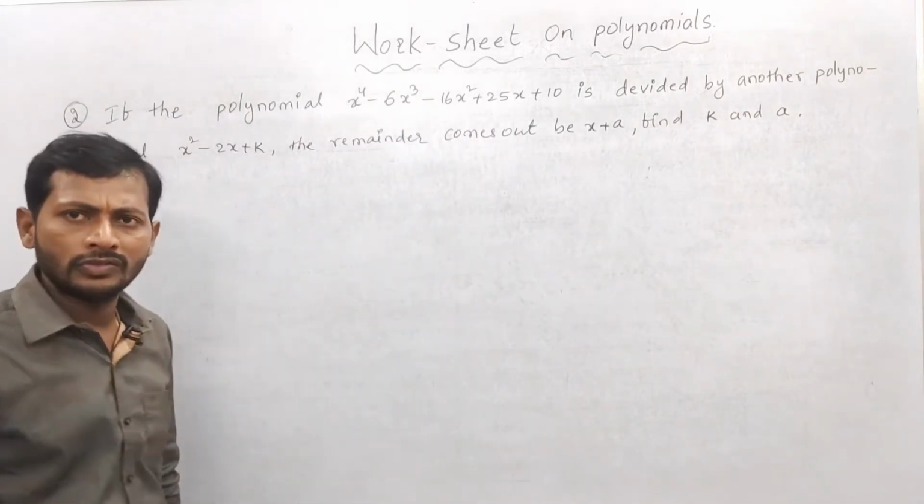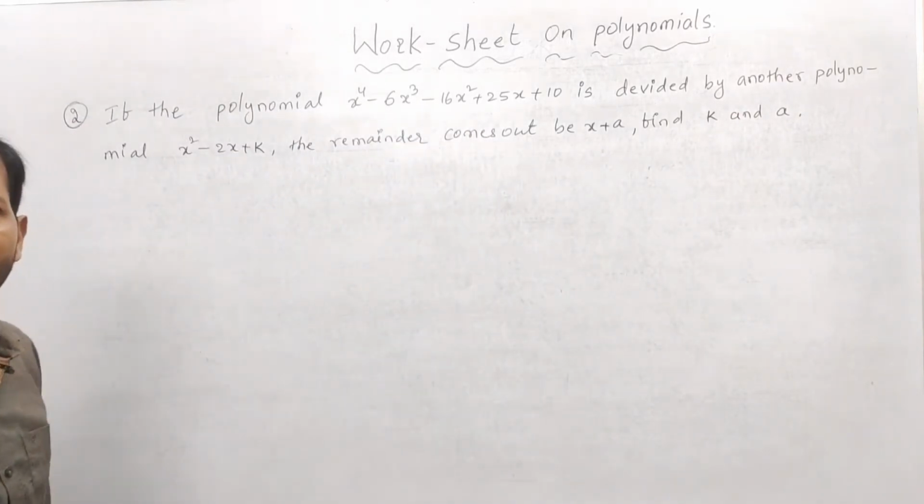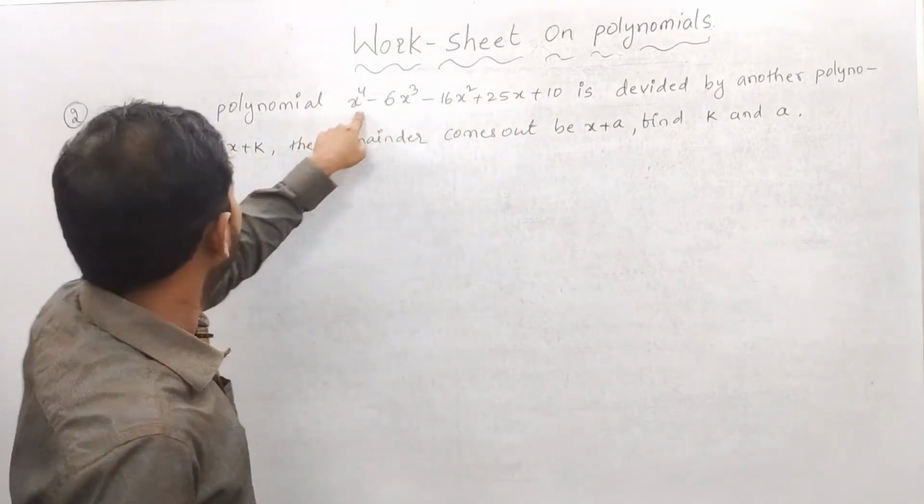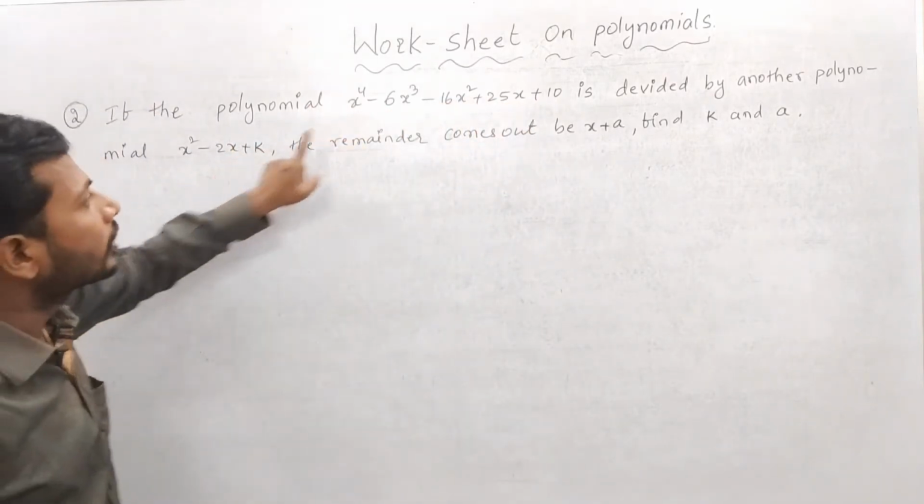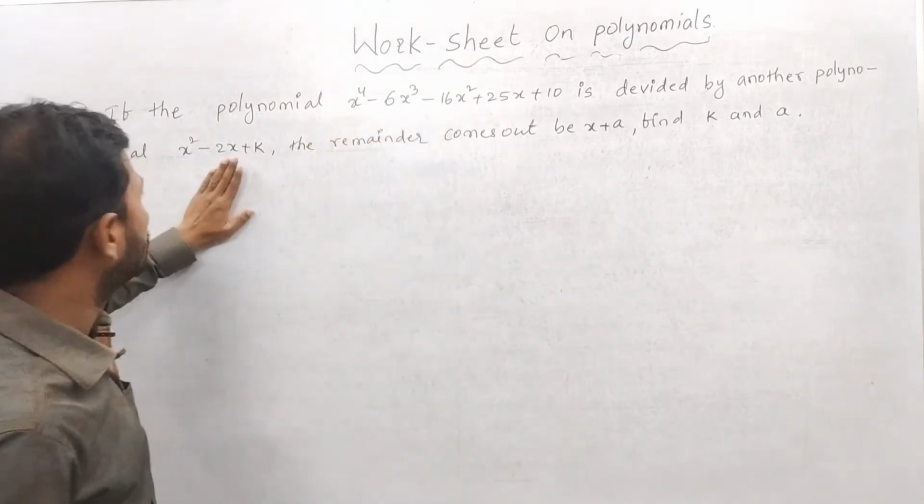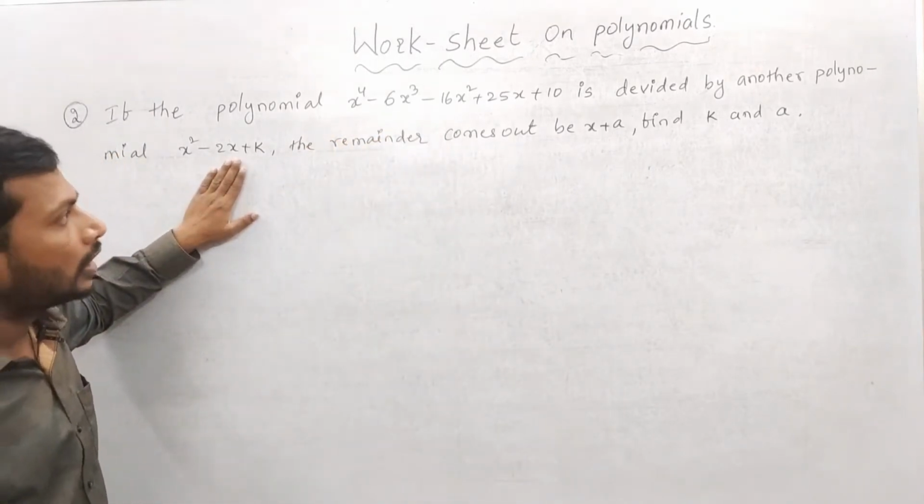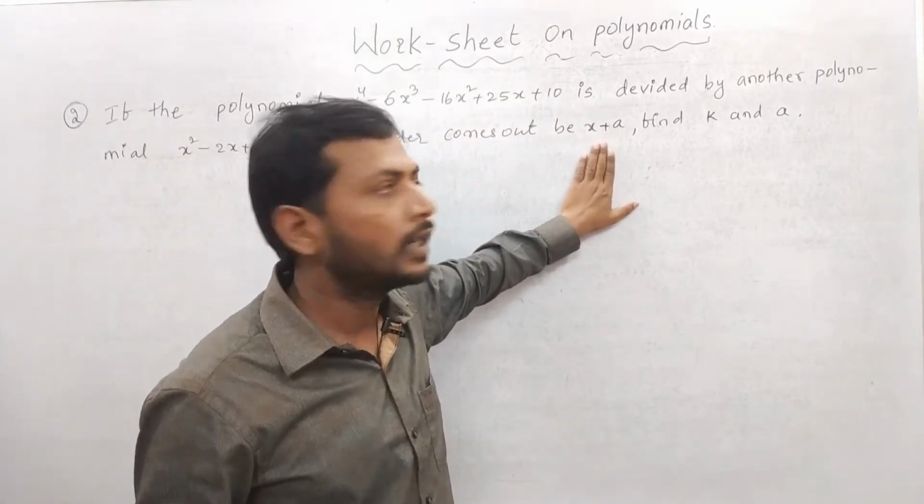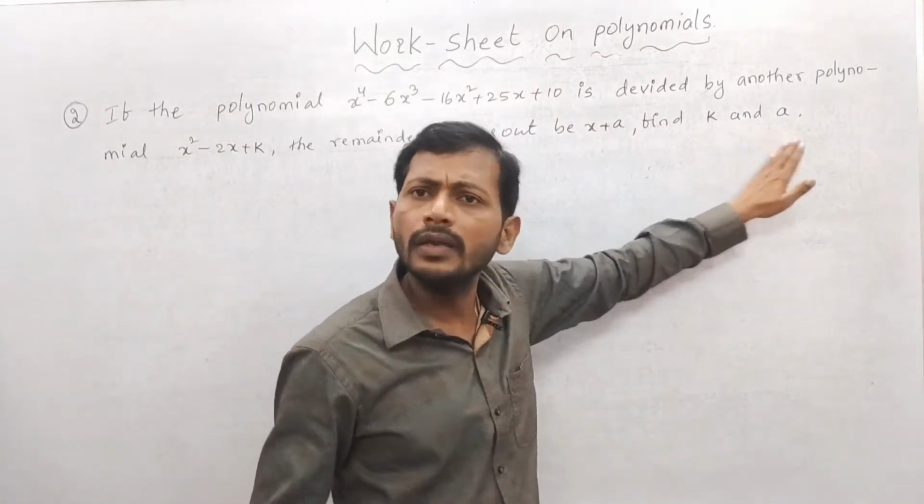So now I hope you understood. Sir, nothing is there in this equation. Two polynomials are given. This is the first polynomial, this is the second polynomial. The first polynomial is divided by the second polynomial. Then we got this as the remainder, sir. Then we have to find the values of k and a.